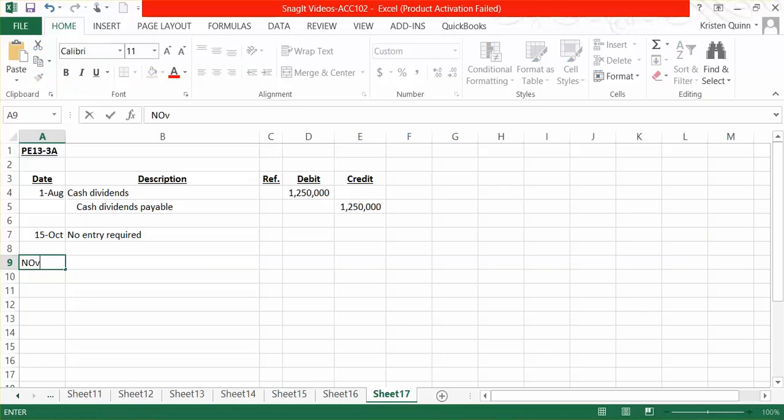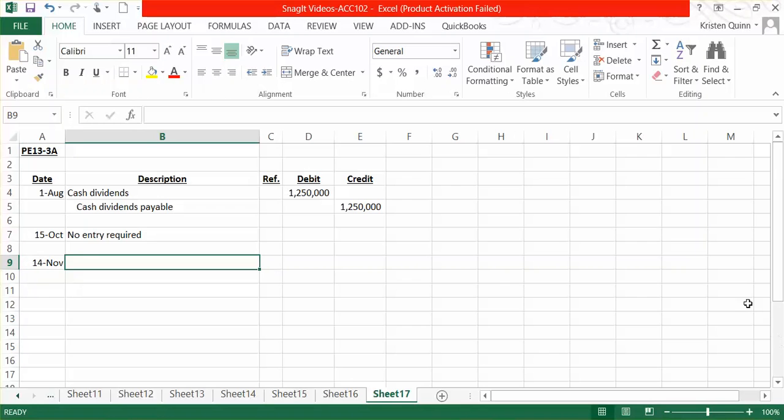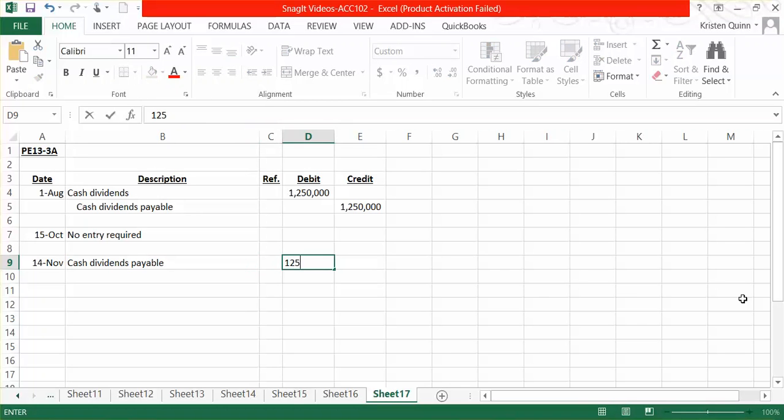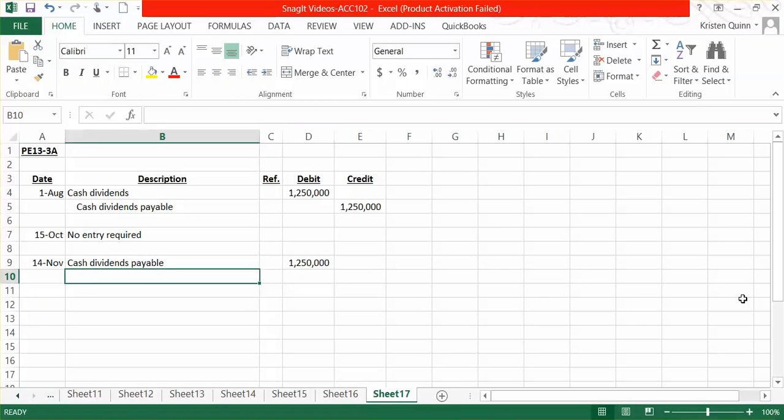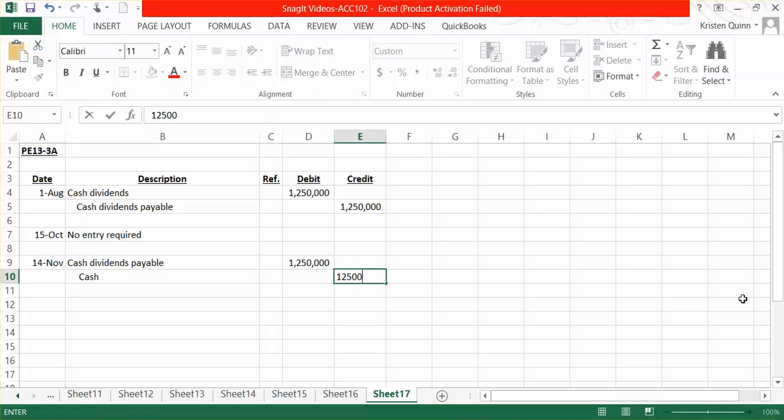And on the payment date of November 14th is when we're actually going to pay the dividend. So we have to eliminate our liability for the $1,250,000, and we have to pay out cash because it is a cash dividend in total of $1,250,000 to our common shareholders.